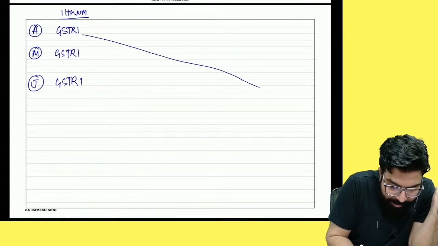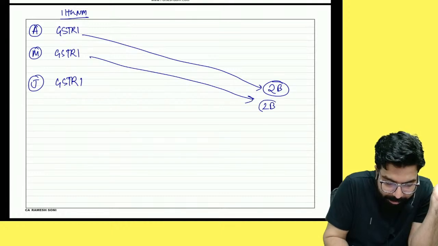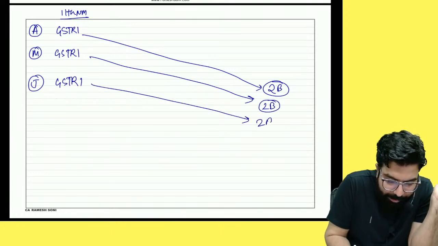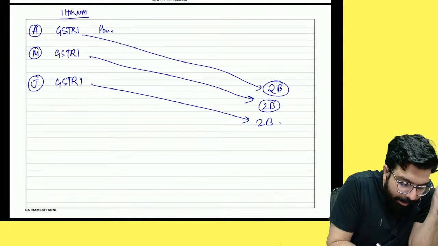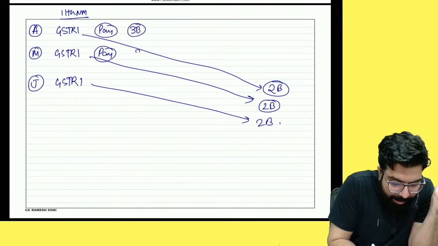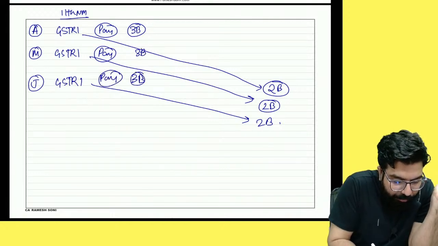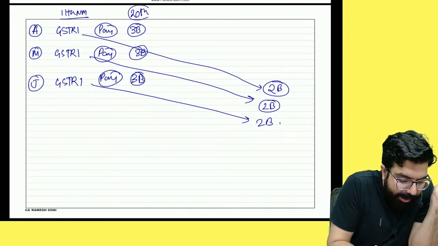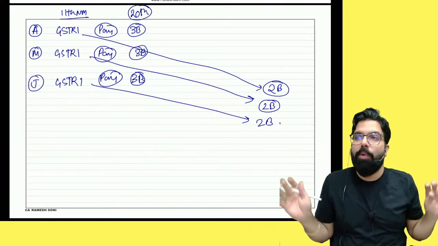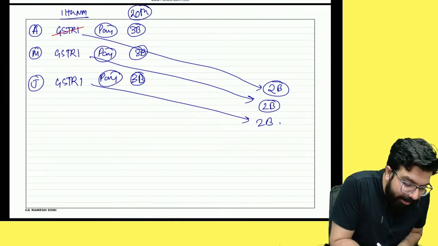When I file GSTR 1, the front party will get the credit in GSTR 2B. Correct, everyone? Then I will pay and file which one? 3B. Pay and file 3B. What is the due date for 3B, everyone? 20th of the next month. Are we clear, everyone? But sir, if I go under QRMP scheme, I will not file GSTR 1 every month.